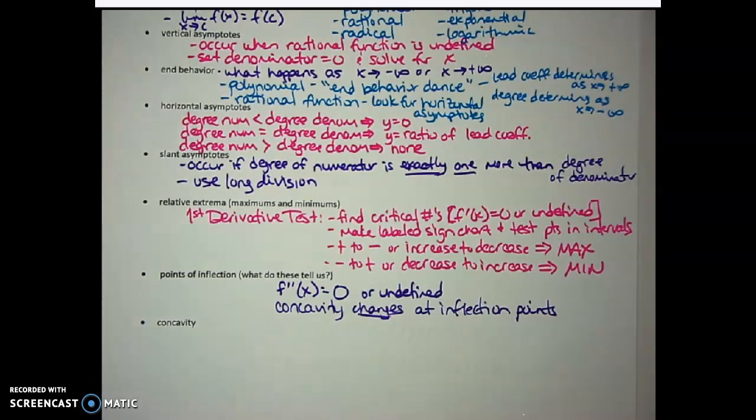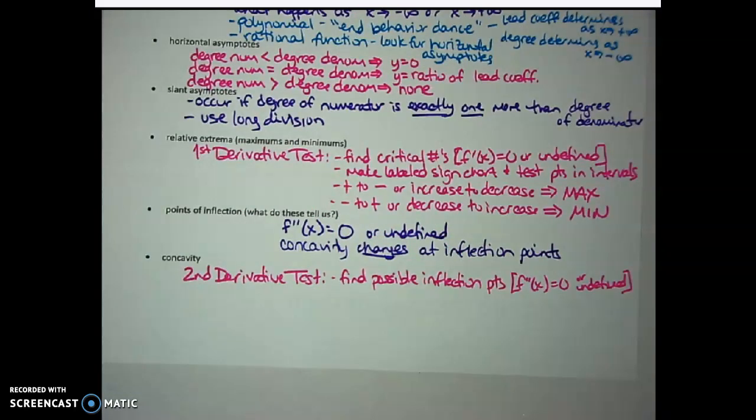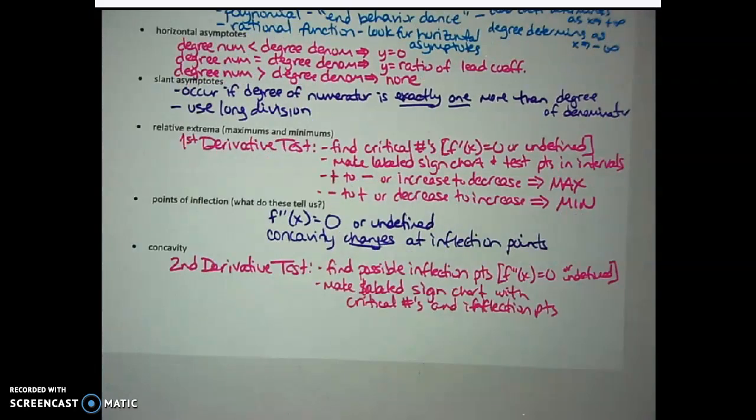So go ahead and write down the steps for the second derivative test. The first thing we do is find our possible inflection points. That's where our second derivative is equal to 0 or undefined. Then you're going to make a labeled sign chart with the critical numbers and the inflection points. This actually can help you determine the relative extrema. If you want to skip the first derivative test, you can go right to the second derivative test to determine the maxes and mins and the concavity.